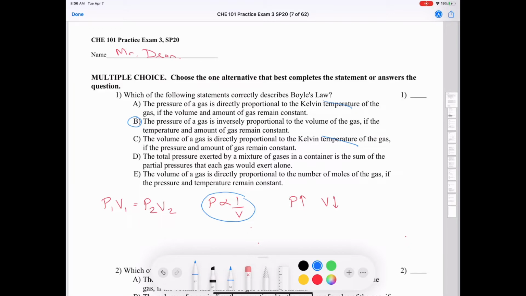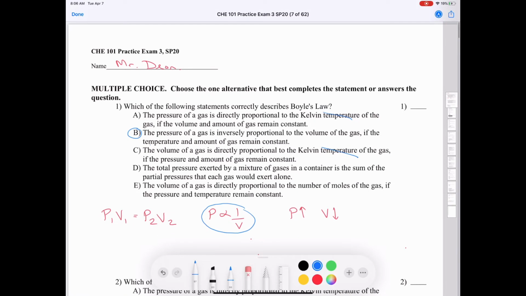And you have to remember that when we're dealing with Boyle's law, the temperature and the amount of gas are going to have to remain constant. Let's move on to number 2.